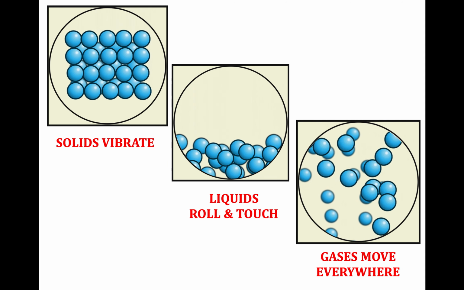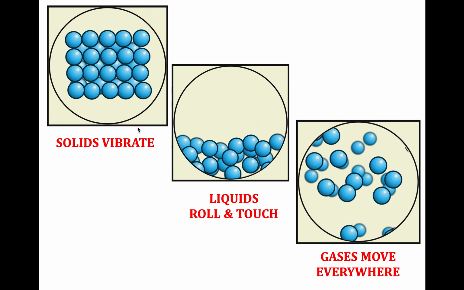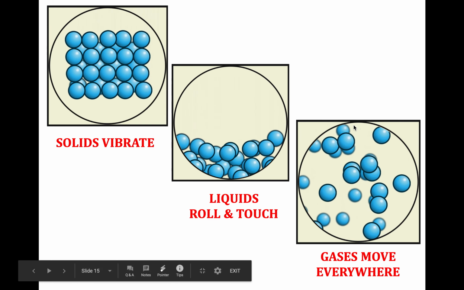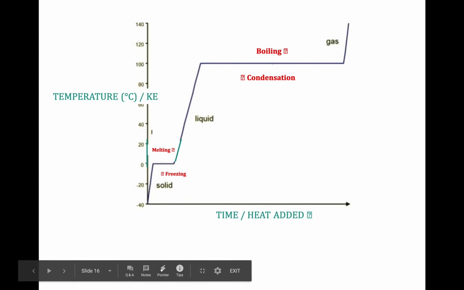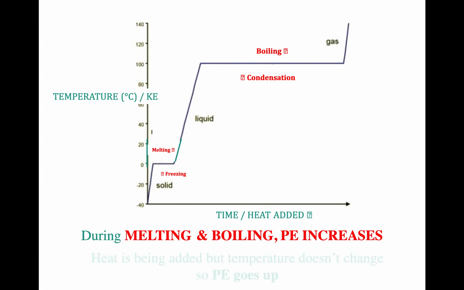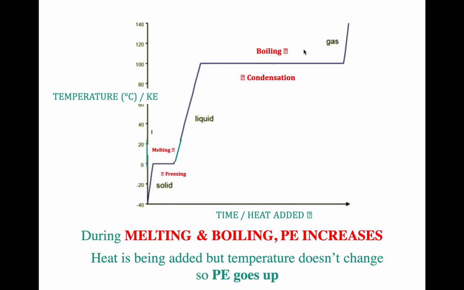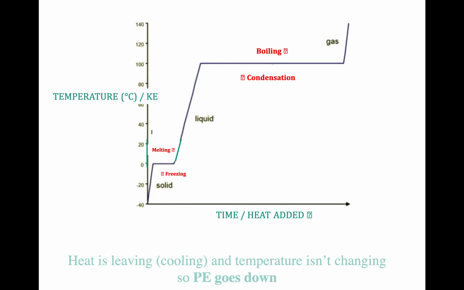Remember, solids vibrate, liquids roll around and touch, and gases move everywhere. Solids have the highest potential energy, whereas gases have the higher kinetic energy. So if we're looking at our heating curve once again, during melting and boiling point, PE is going to be increasing. Heat is being added, but temperature is not changing, so our potential energy is what is going up.